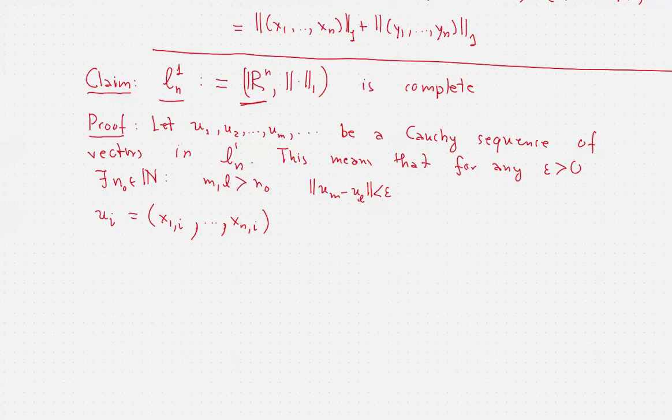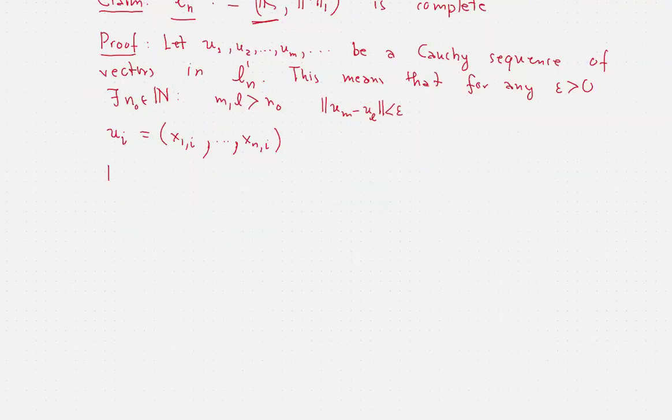Okay, so what I know is that the one norm of u sub m minus u sub L is by definition |x1,m minus x1,L| plus all the way to |xn,m minus xn,L|. (x1, sorry, is what we call them.)